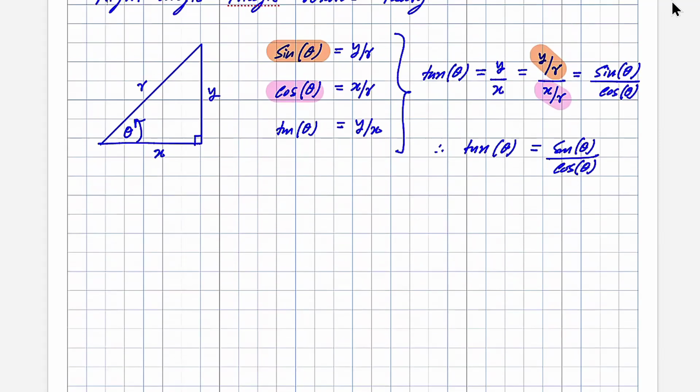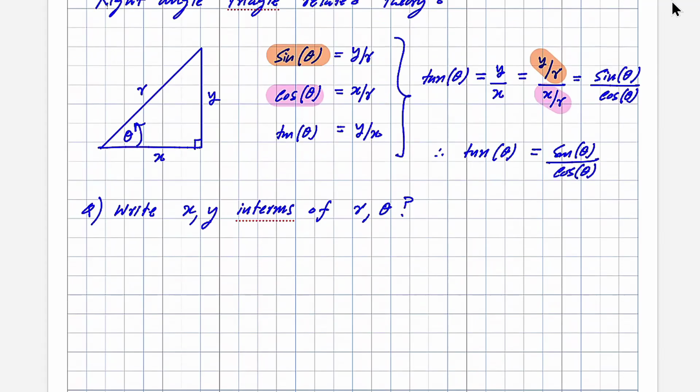Okay. Now the next one is, I will give you this as a question. Write x comma y in terms of r comma theta. So now look at the first relation. So from sine theta is equal to y divided by r.